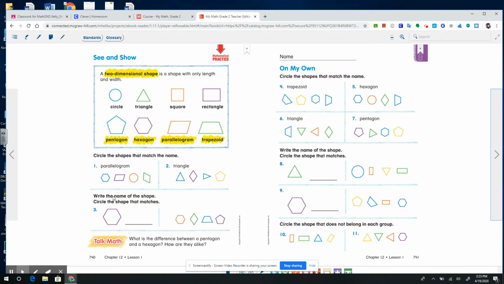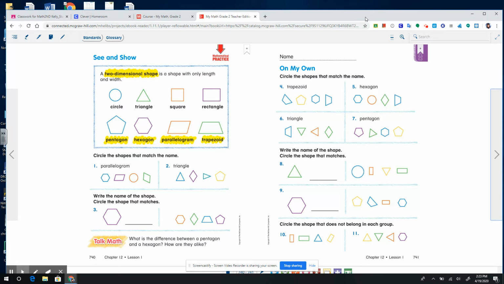It says, write the name of the shape, circle the shape that matches. Okay, well, what shape is this? Let's count the sides again. 1, 2, 3, 4, 5, 6. 6 is that hexagon with the X for 6. So hexagon. And then you can go over here and find the shape that has 6 sides. This looks similar, but it's not. That's a pentagon because it has 5. So I only see one other hexagon in this group.